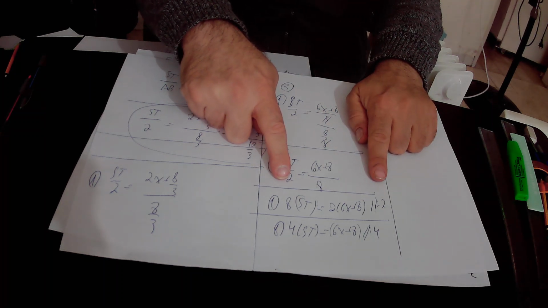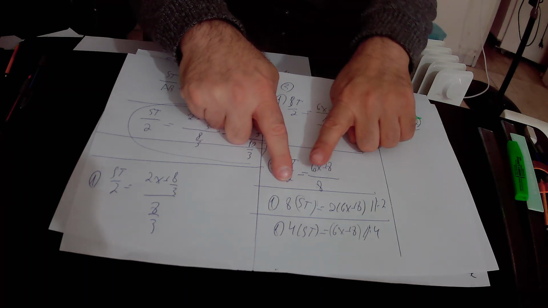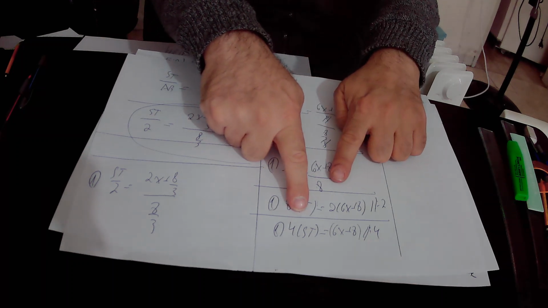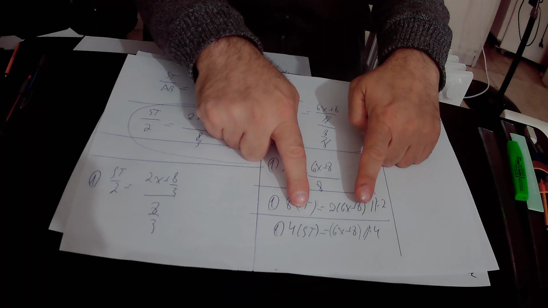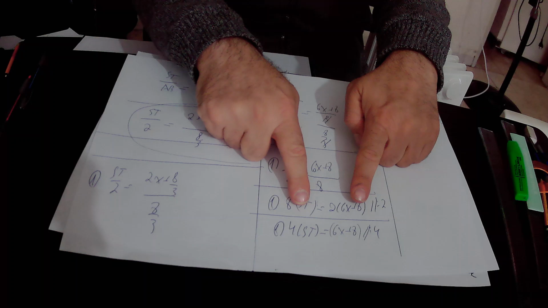Here we divided this equation by 2 and found out that 8 over 2 is 4, so in total on this side of the equation we have 4st, and 2 over 2 is 1, so in total on this side of the equation we are left only with 6x plus 8. So in conclusion we found out that 4st equals 6x plus 8.